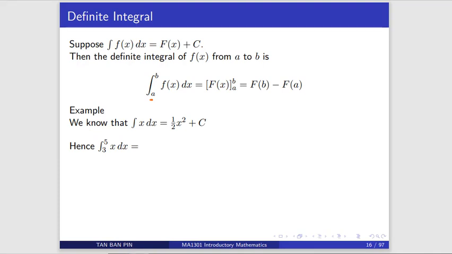Suppose if you integrate small f(x), you get big F(x) plus c. Then the definite integral of f(x) from a to b is just the integral from a to b of small f(x) dx, equal to big F(x), with b on top and a below. Basically, you sub x as b and you sub x as a, so it's just F(b) minus F(a). So when you work out the definite integral of small f(x) from a to b, the answer will be just F(b) minus F(a).